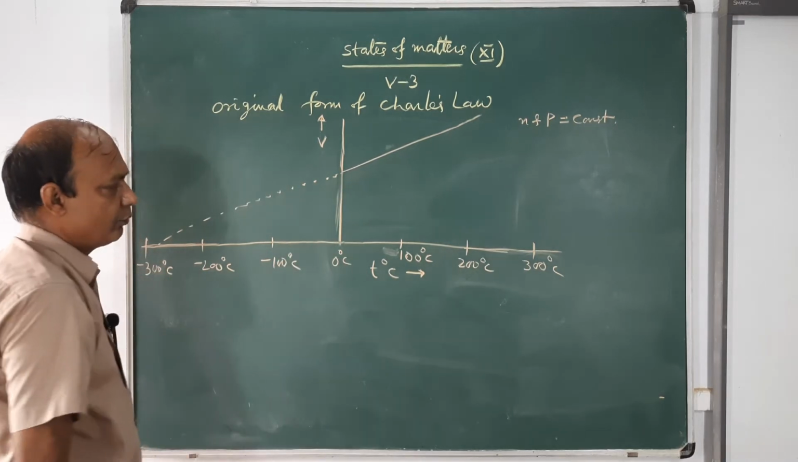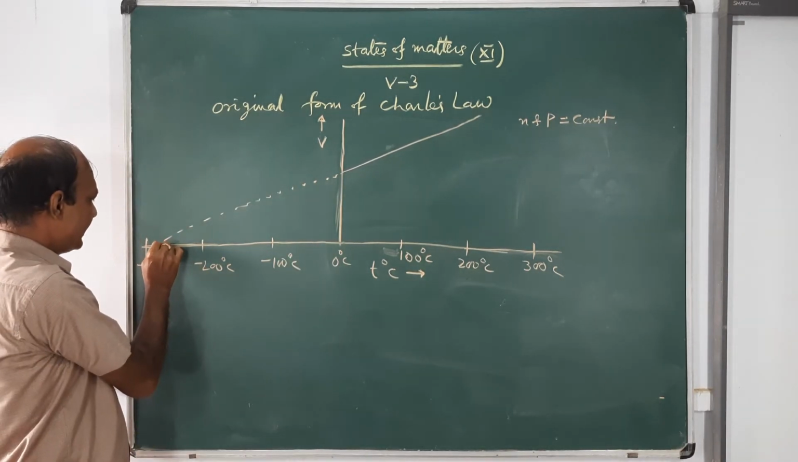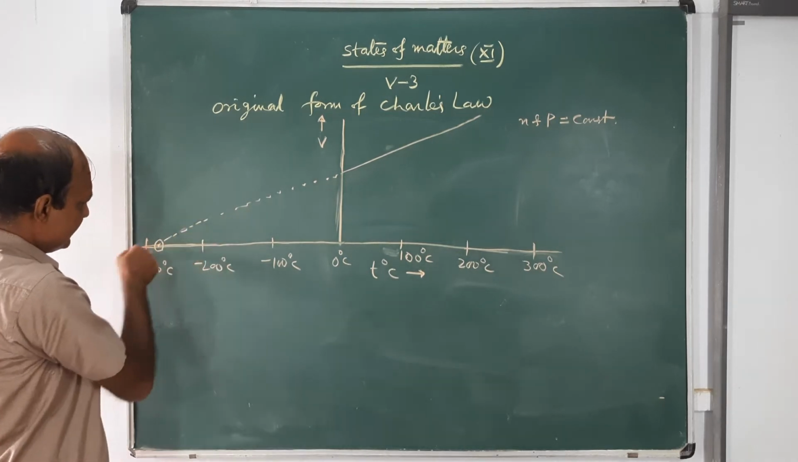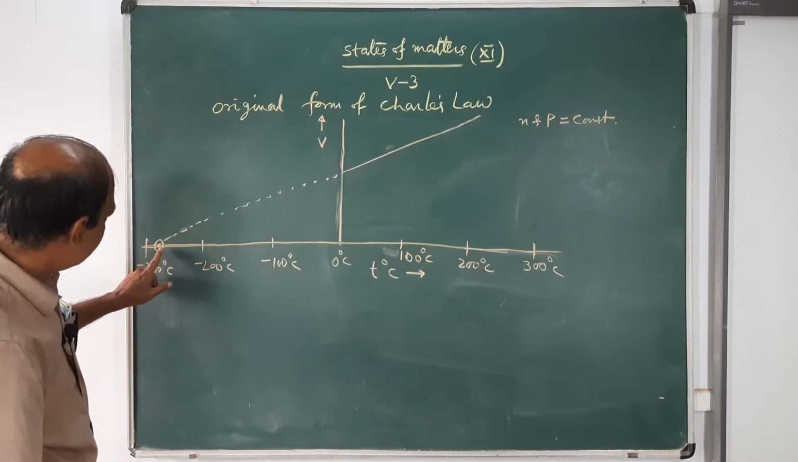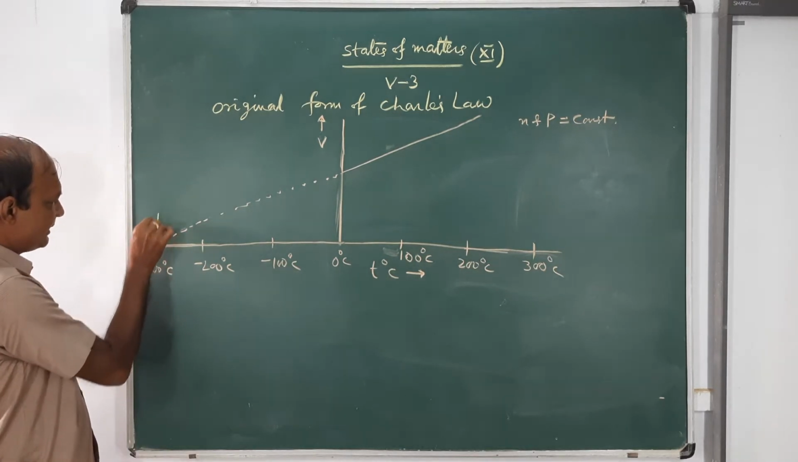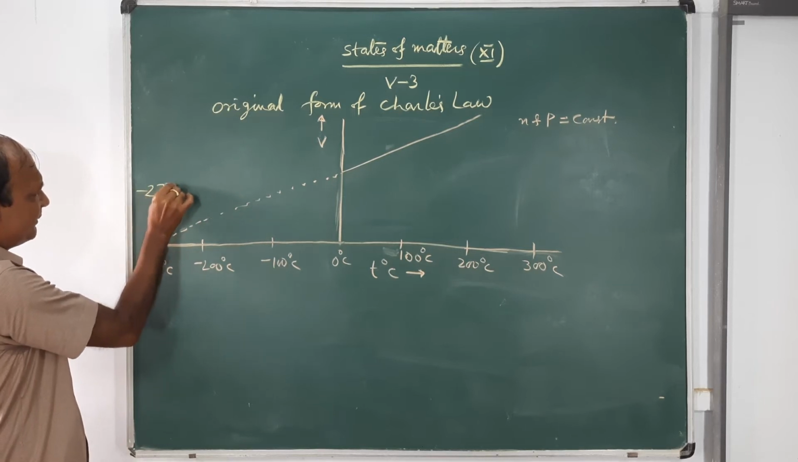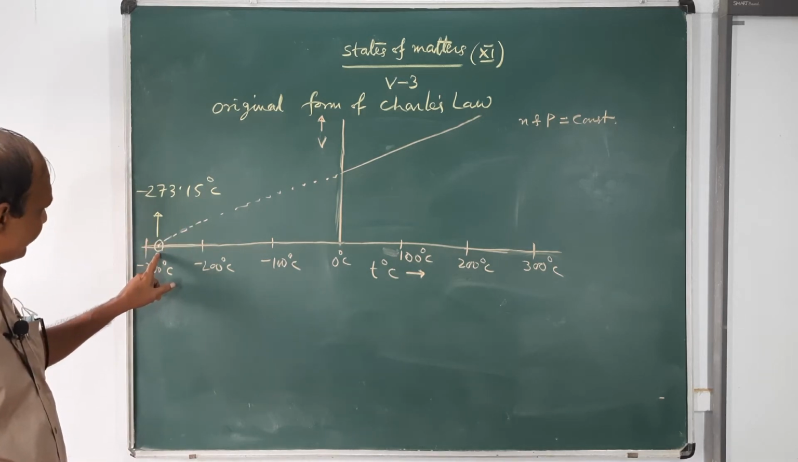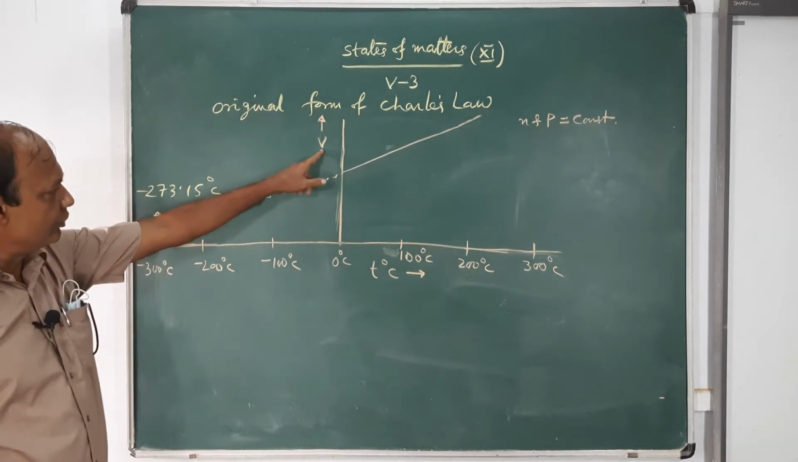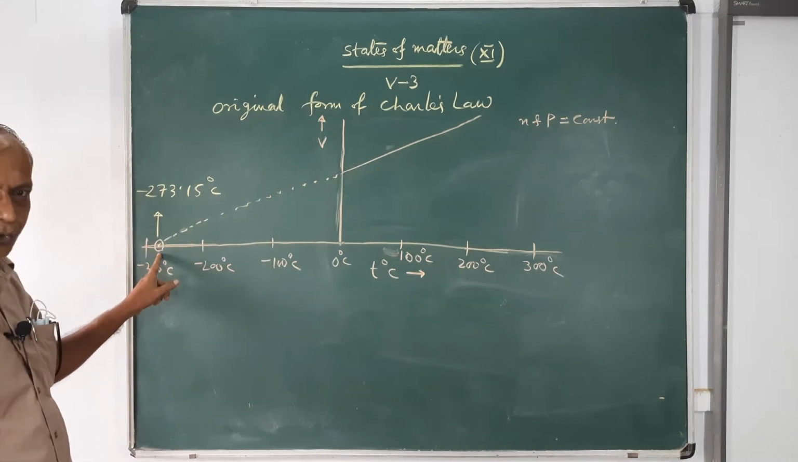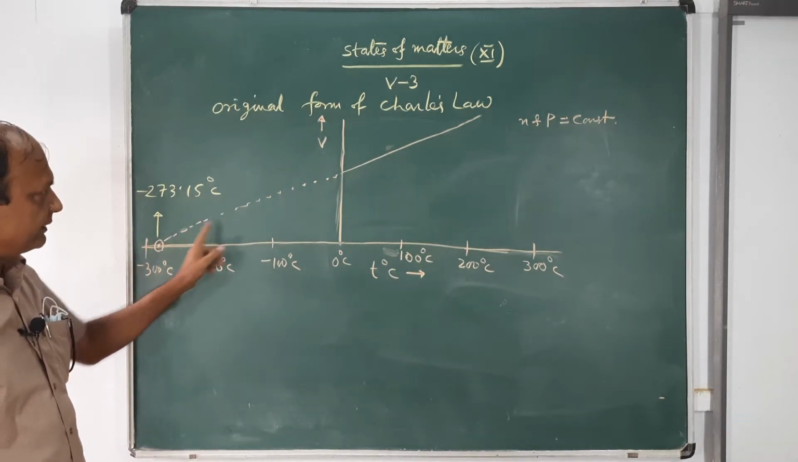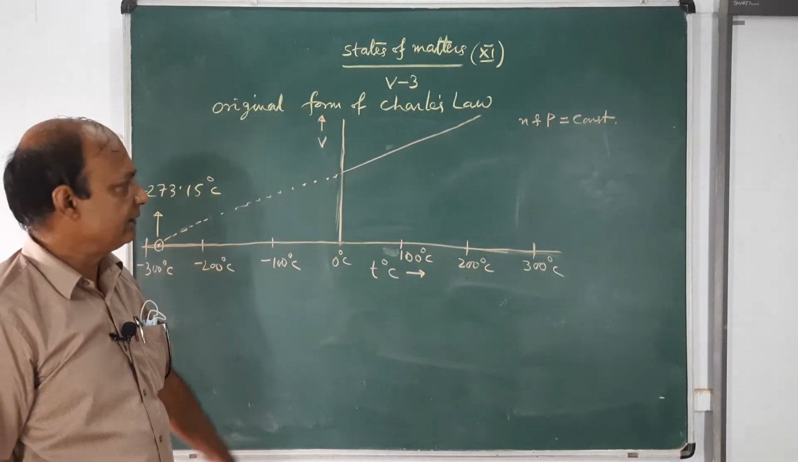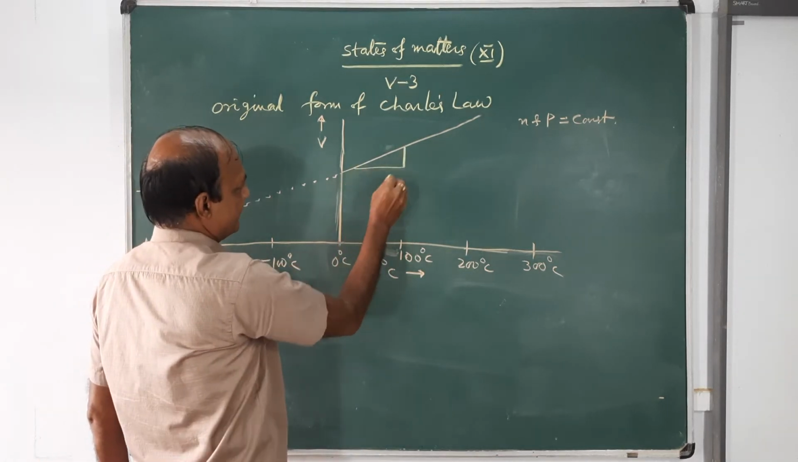extend it backward to the negative temperature, you will see that it touches the temperature axis. This temperature is the minimum temperature. This is minus 273.15 degrees centigrade. So at minus 273.15 degrees centigrade, the volume of the gas reduces to 0.